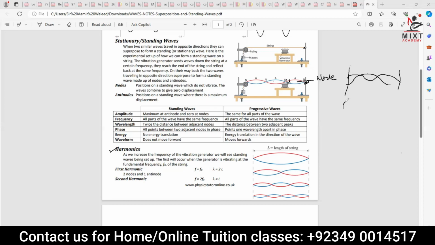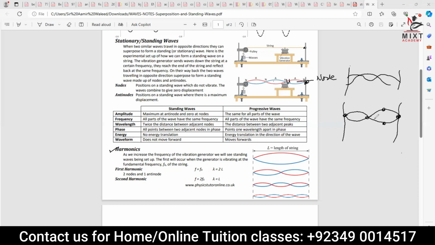Now, this is a very interesting one. Once they are coming back, like for example, one wave and the second wave, on the way back you will have a wave coming through and you will have a sort of a loop, which we call a standing wave. Now, you will have nodes and antinodes. Now, what are nodes and what are antinodes? That's our topic for the time being. Node means a position on the standing wave which does not vibrate. The waves combine to give zero displacement. Where are they giving zero displacement?